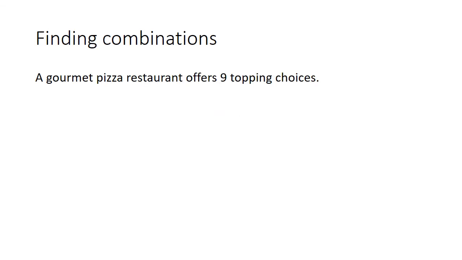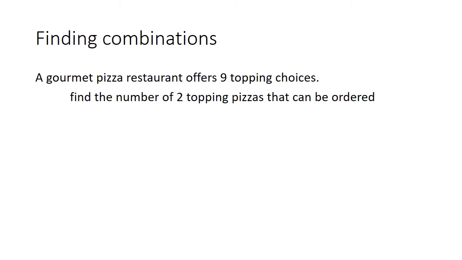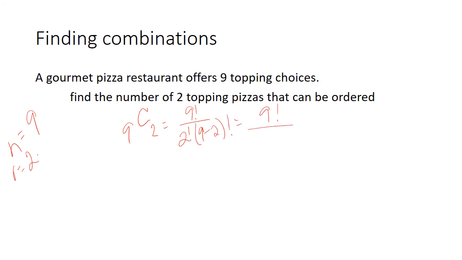So let's say we would go to a gourmet pizza restaurant and there are 9 topping choices. We want to find the number of 2 topping pizzas that can be ordered, right? So we have 9, so our N is 9, but we only want 2, so our R is 2. So when we set this up, we're going to say 9C2. Remember, it's N factorial on top, so I'm going to do 9 factorial on top, my R factorial on bottom, times my N minus R. Oops, I put R instead of 2. Factorial. So that'll be a 9 factorial on top over 2 factorial times 7 factorial.